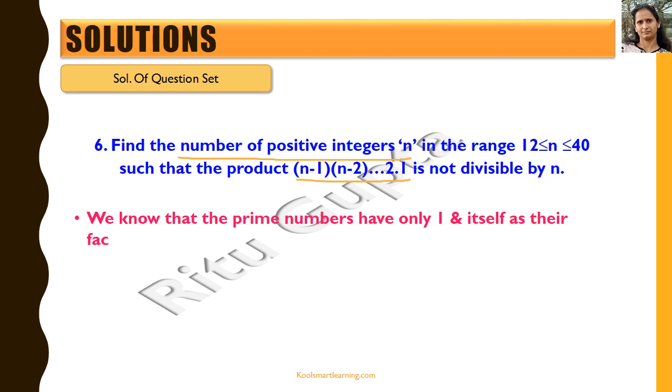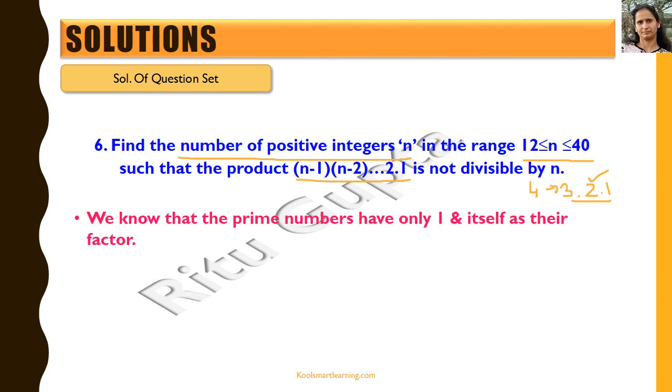Now we know that prime numbers have only 1 and itself as their factors. All the non-prime numbers will have all their factors in the product. So say, for example, we have any number like 4. We are not taking n in this range right now, just as an example. If we take 4, we get this n minus 1 into n minus 2 into n minus 3, that becomes, we take n as 4, so it becomes 3 into 2 into 1. Now clearly 2, which is a factor of 4, appears in this product.